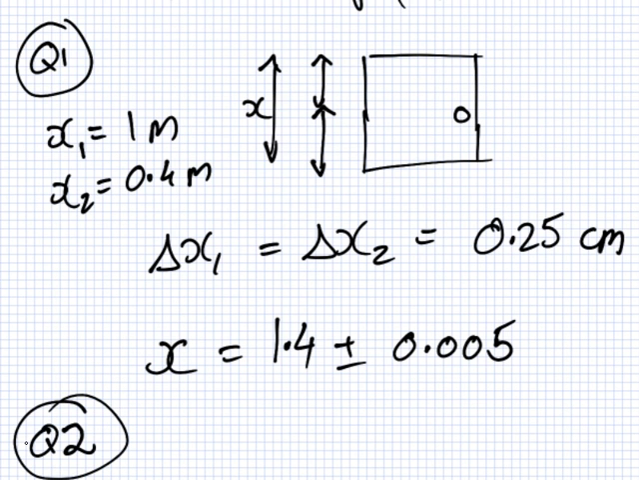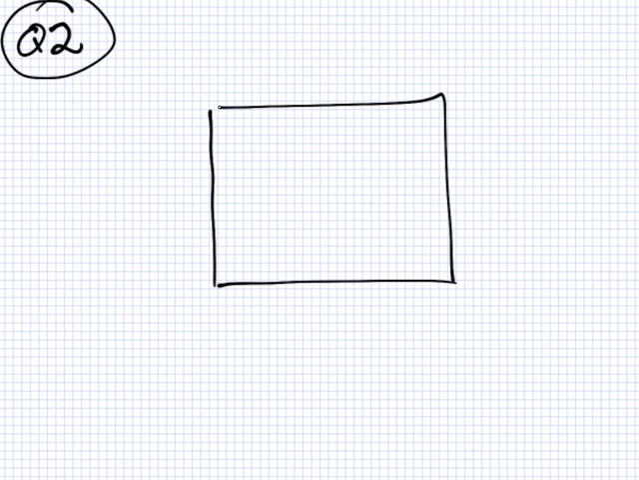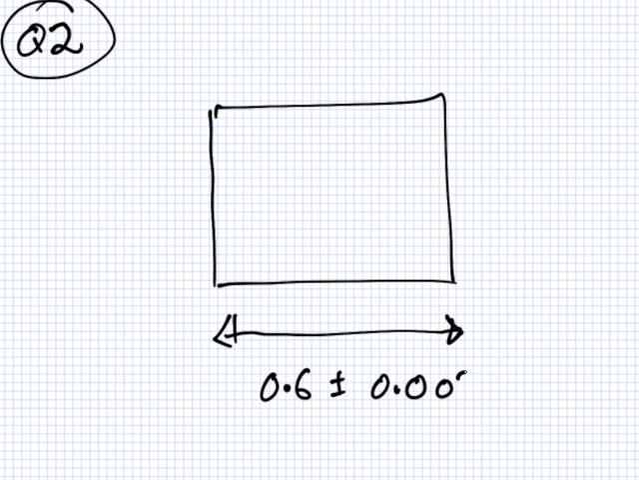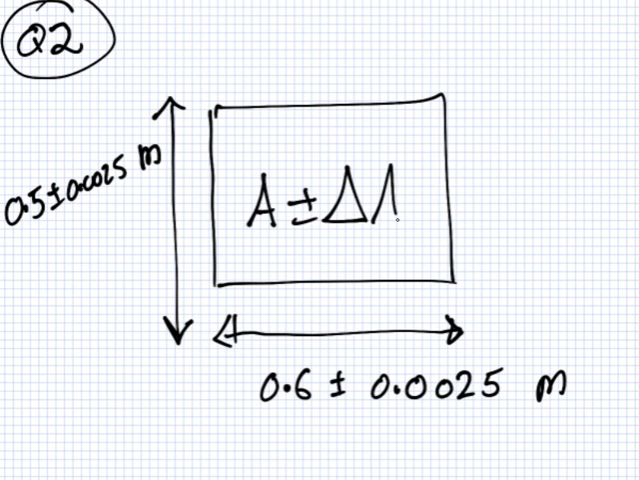Question 2. So the next one. We'll make it a little bit harder. This time, a student wants to measure the area of something. So again, they use their trusty meter stick and measure this side to be 0.6 plus or minus 0.0025 meters. And here they measure this side to be 0.5 plus or minus 0.0025 meters. So my question is, what is the area with the uncertainty of the area?